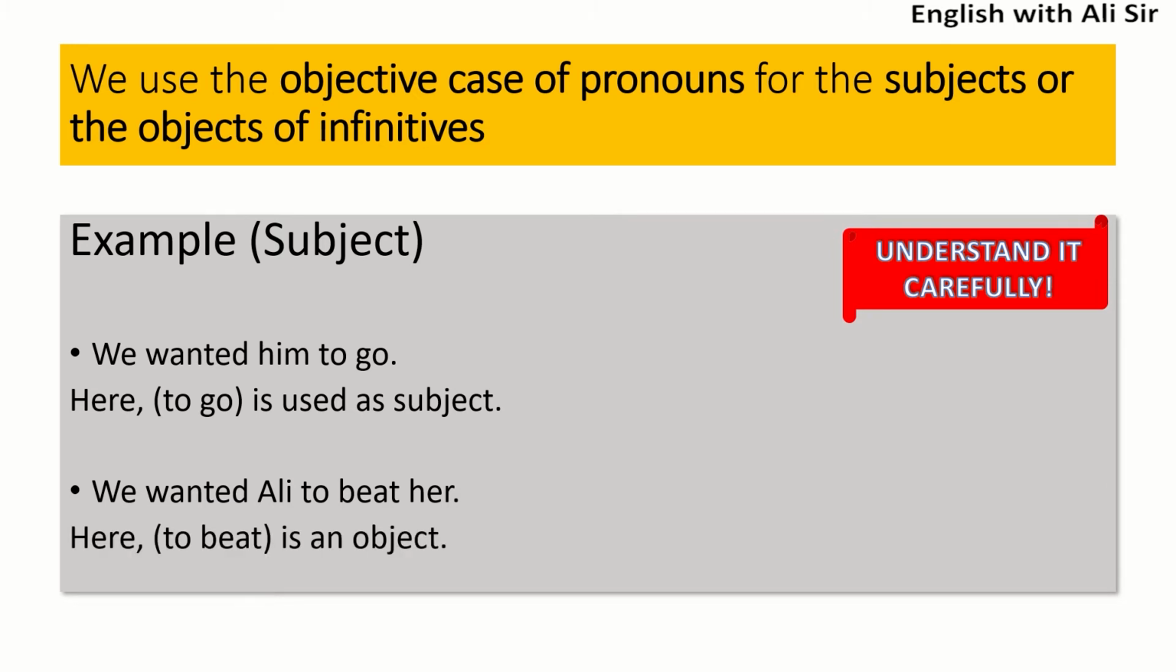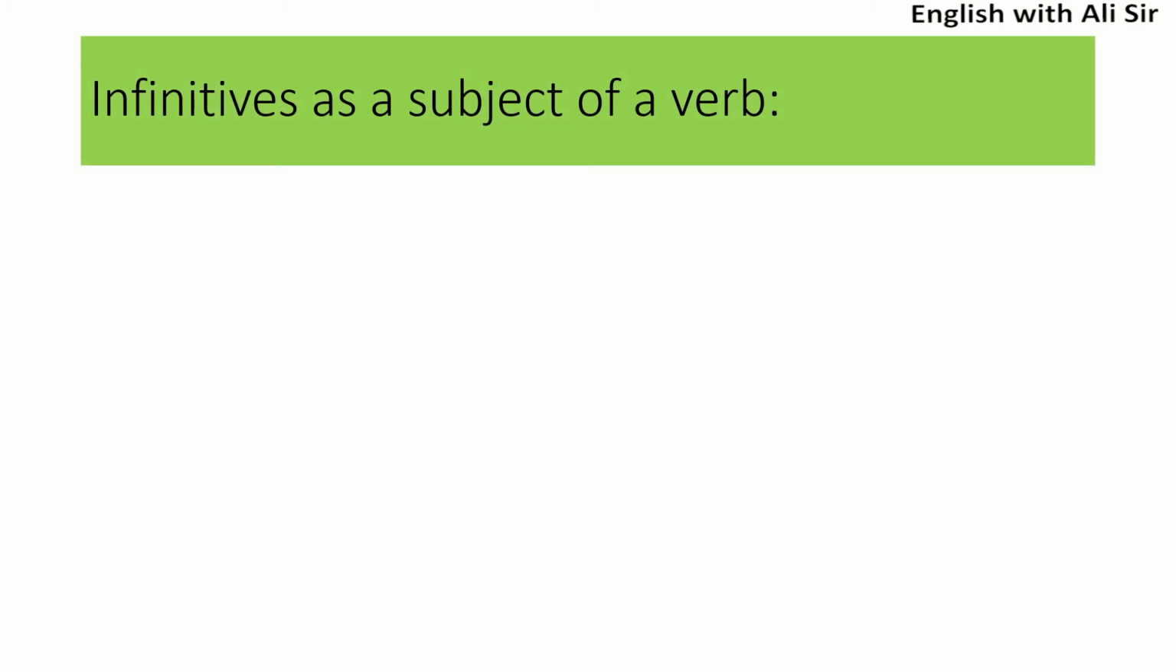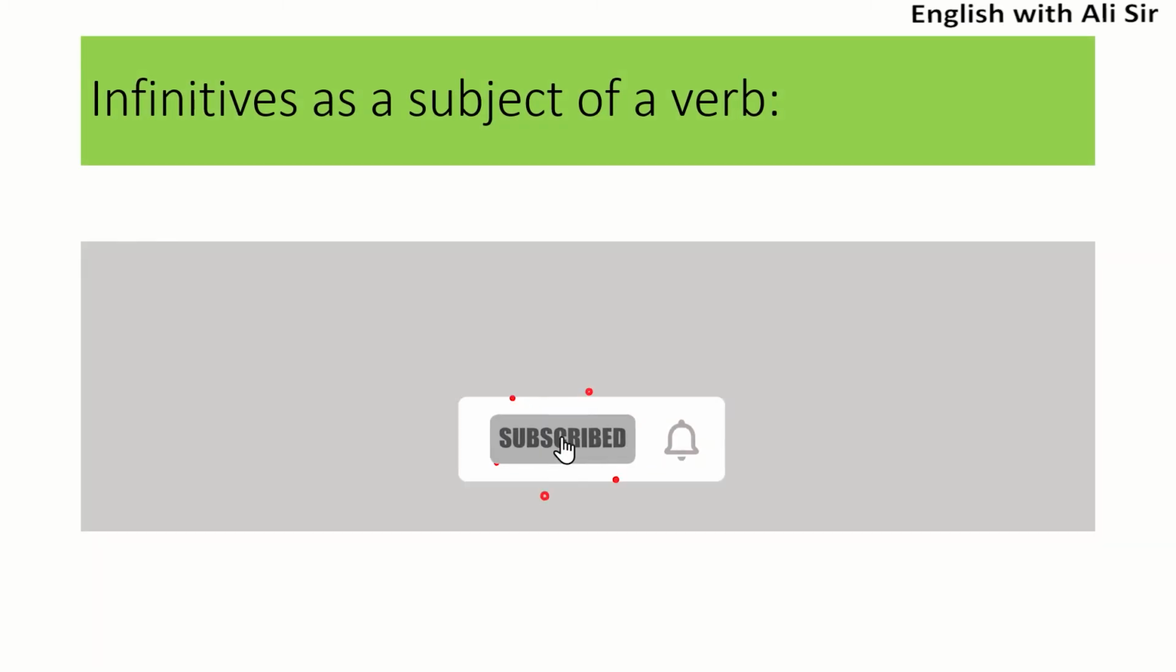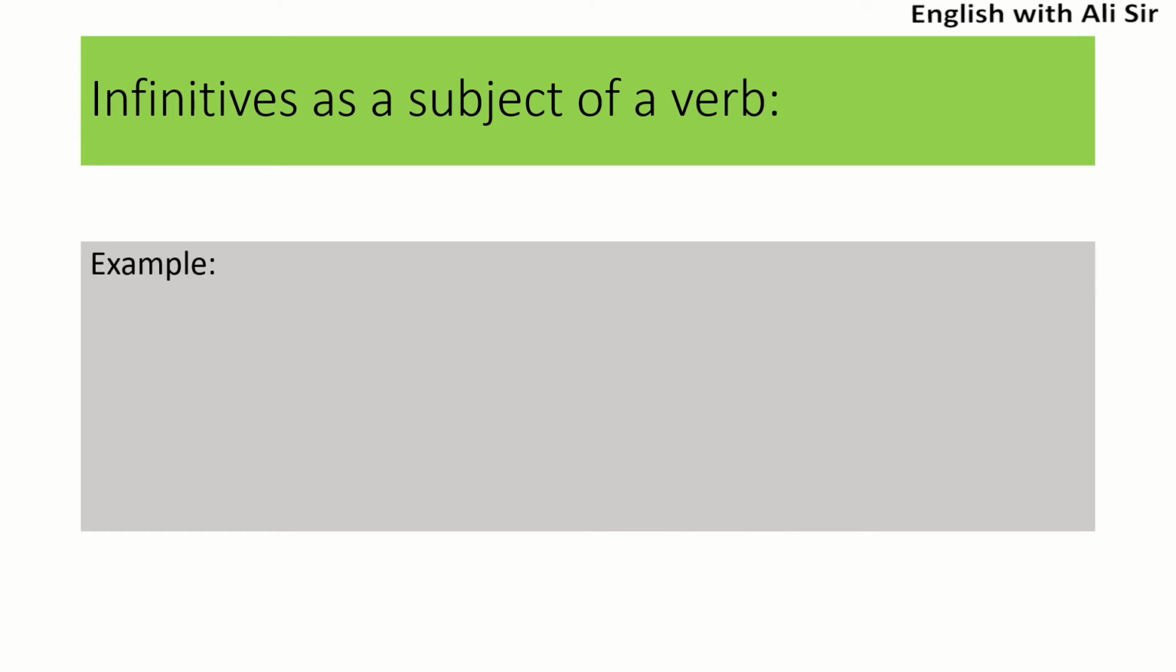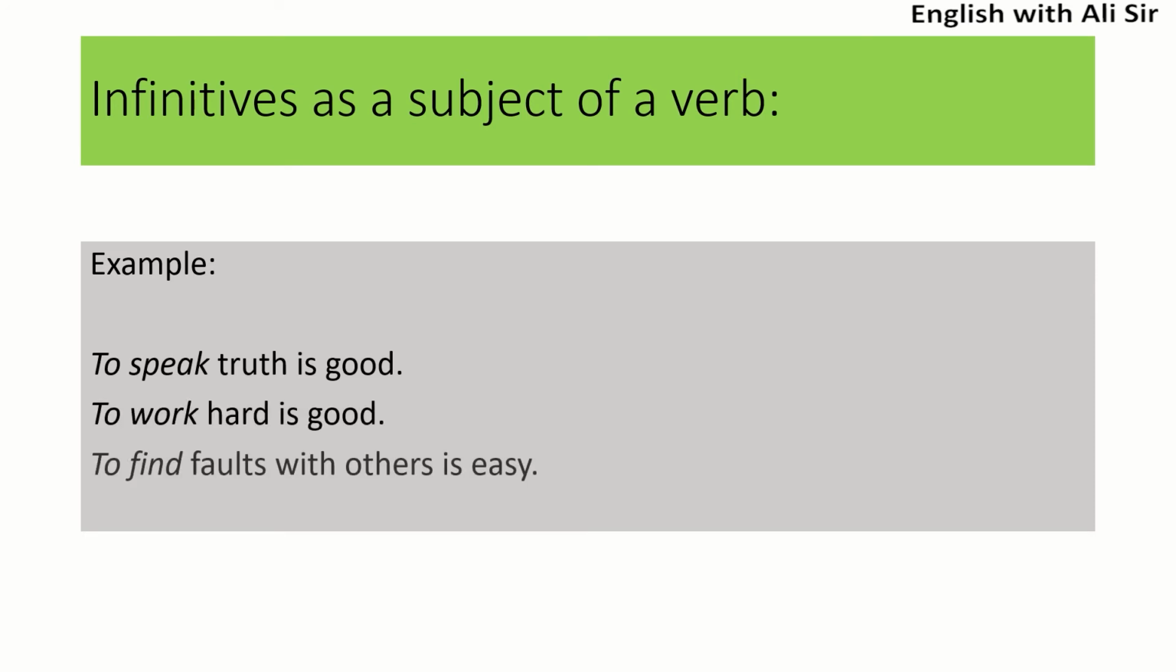A couple more things to explain here in order to understand the usage of infinitive. The infinitive can be used as a subject of a verb. That means we can put it at the front. Let's take examples to understand this. For example: to speak truth is good, to work hard is good, to find fault with others is easy. So here to has been put before the verb at the front, starting a sentence. So this has been used as subject of a verb.